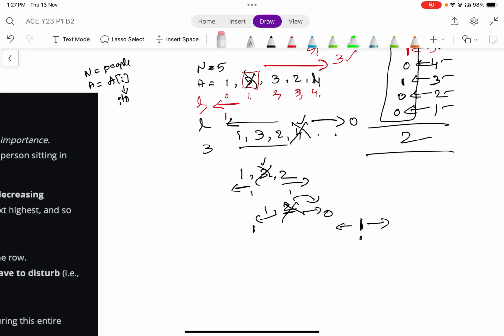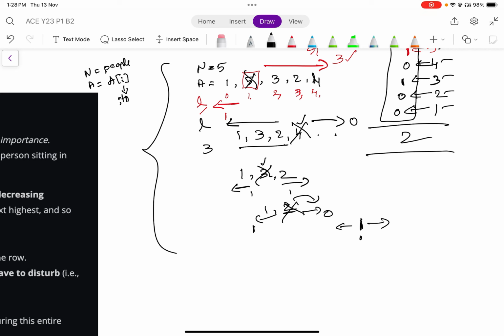The logic is simple. The way we iterated on these values, the way we thought, the way we processed this entire thing, the same thing will be converted into a coding manner. The simple thing is how we need to find the number of people on the left and the number of people on the right. That is what, right?